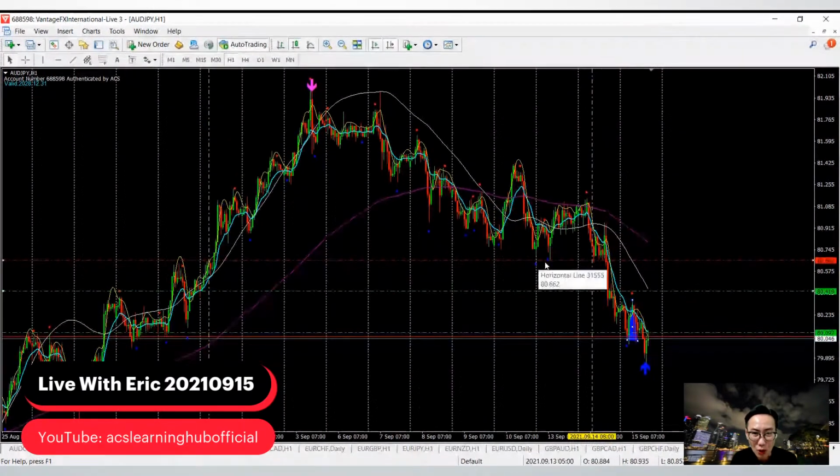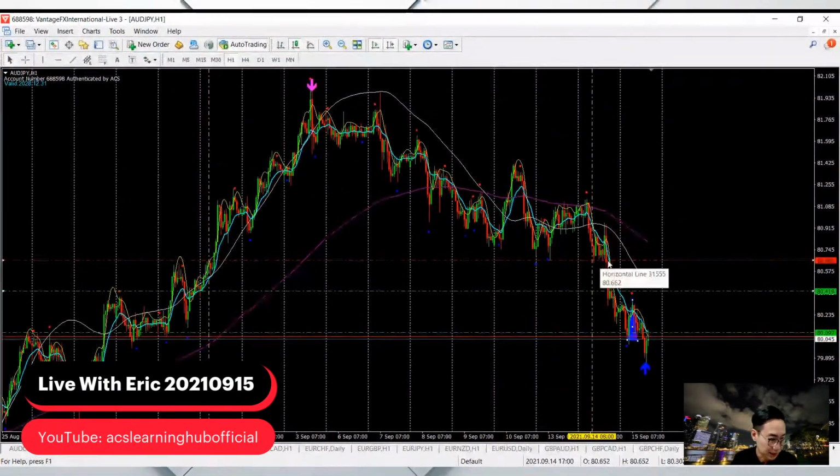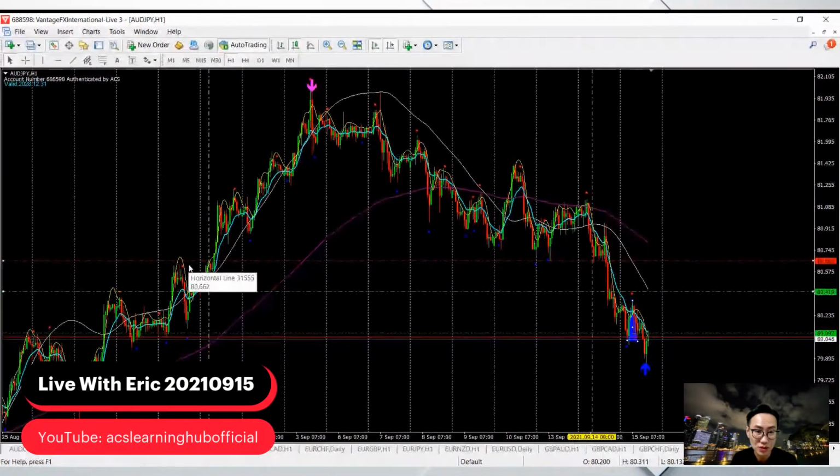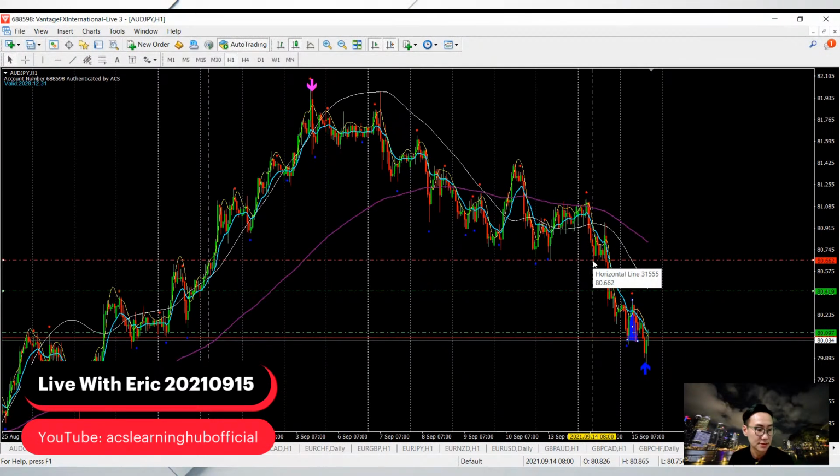When you're talking about this resistance, I guess this part here is a bit too far away. I don't really get what you mean. It becomes support. The resistance over here becomes support. Do you mean this resistance becomes a support over here? Well, I guess that's what he meant.